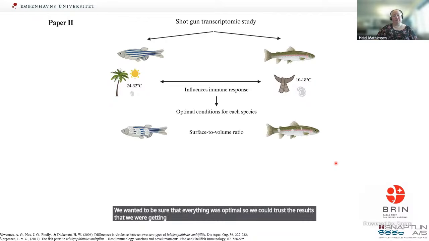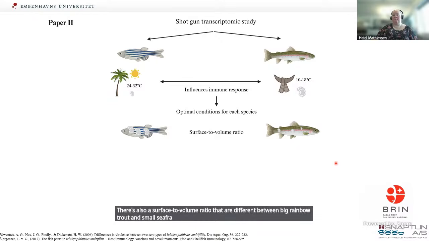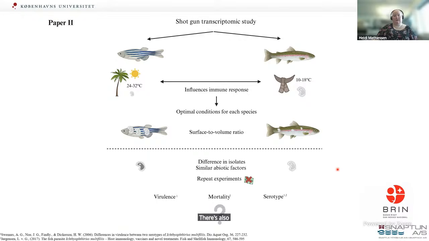There's also a surface to volume ratio that is different between big rainbow trout and small zebrafish, especially because the parasites are not really different in size depending on who they're infecting. So they might do more damage or be more irritating for zebrafish compared to rainbow trout. There's also a difference in the isolates.